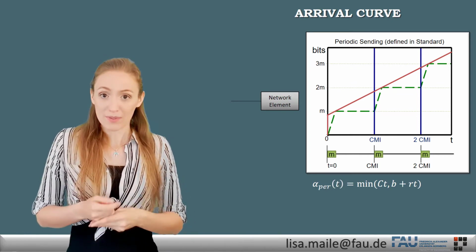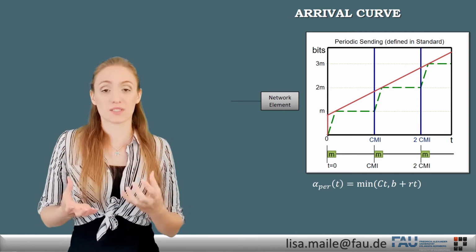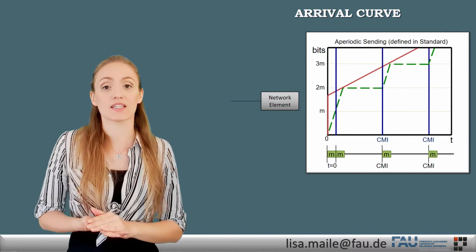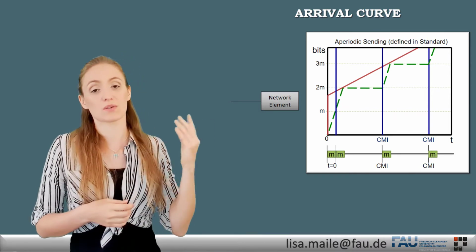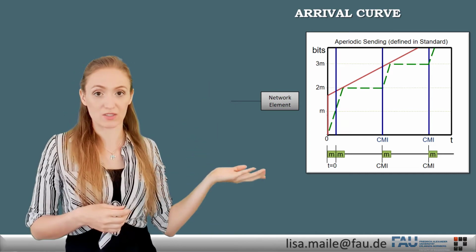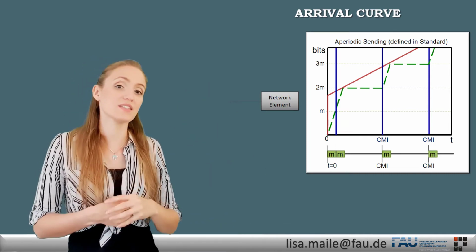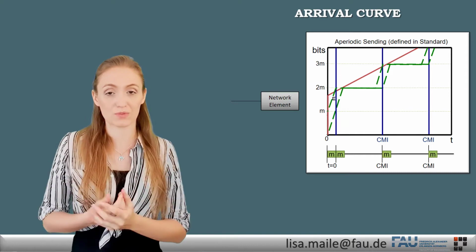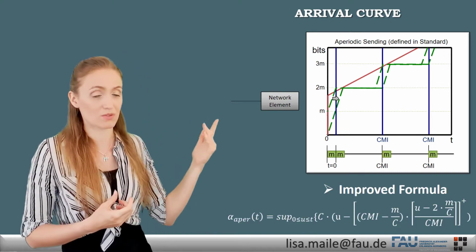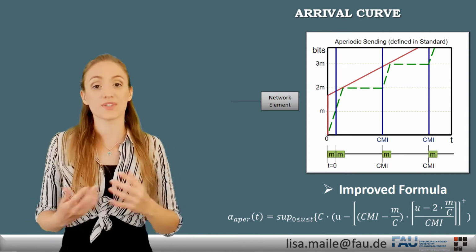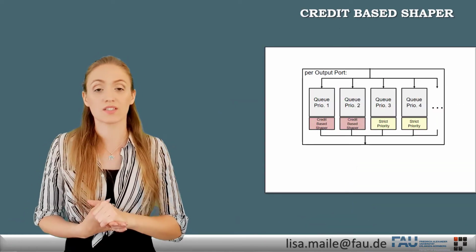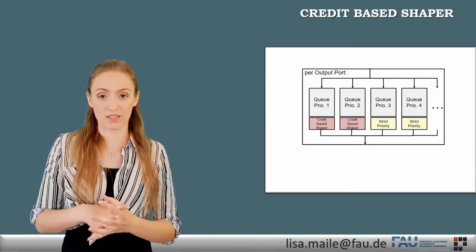For the aperiodic traffic, the curve is very similar. The only difference is that at the beginning we can send a doubled amount of bits, and so this curve would be changed to this function here. And in this case, we were also able to improve the function of the detailed arrival curve, as you can see in the picture. For the service curve, we need to look into the details of the time-sensitive schedulers.